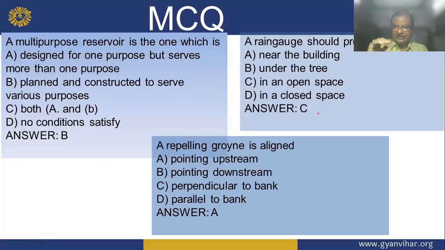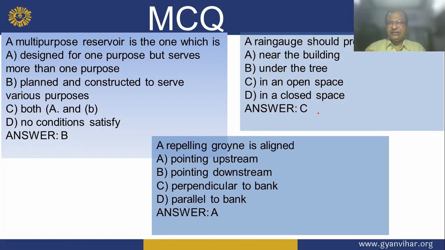A multi-purpose reservoir is the one which... So what is the correct answer? There are 4 answers on your screen, and which is correct? Can you tell me? Answer B is correct. Answer B is planned and designed to serve various purposes.